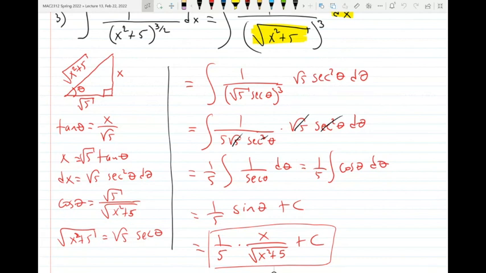Yes, Professor. At the top of this, where you have 1 over square root 5 secant theta cubed times square root 5 secant squared, could you simplify that by just canceling that square root 5 secant squared and 2? Like, can you separate the cube on the bottom of that fraction? Because then you wouldn't get 1 over 5. Wouldn't you get 1 over square root 5?